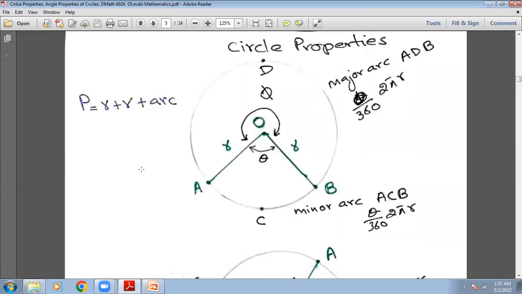Here again, we have drawn two radii. So the circle has been divided into two portions, the minor sector and the major sector. The minor sector subtends an angle theta at the center, and the major sector subtends angle phi at the center.